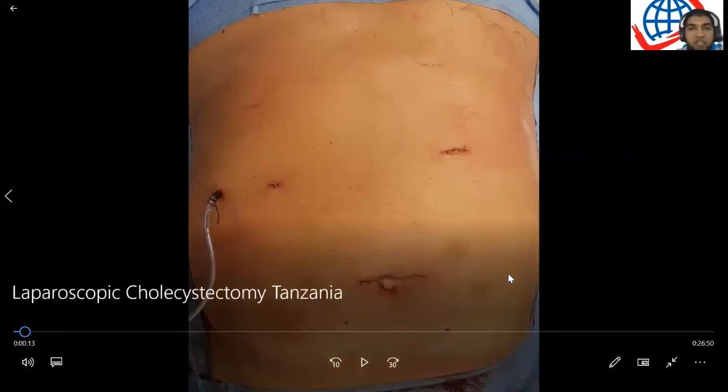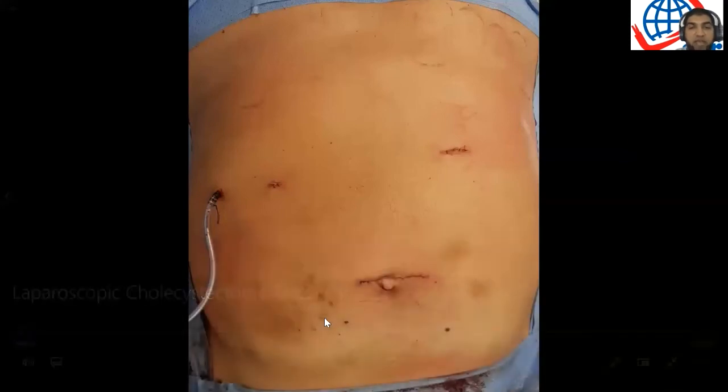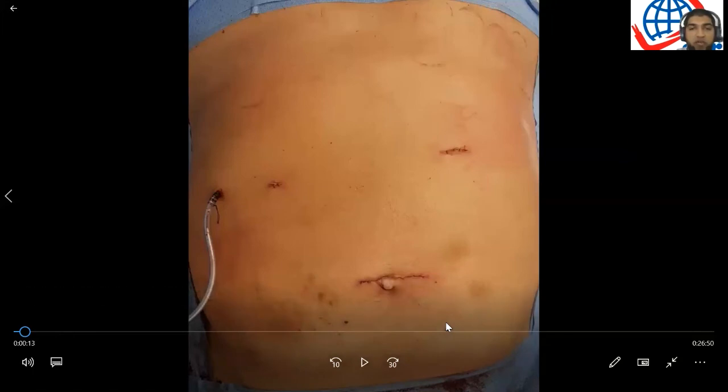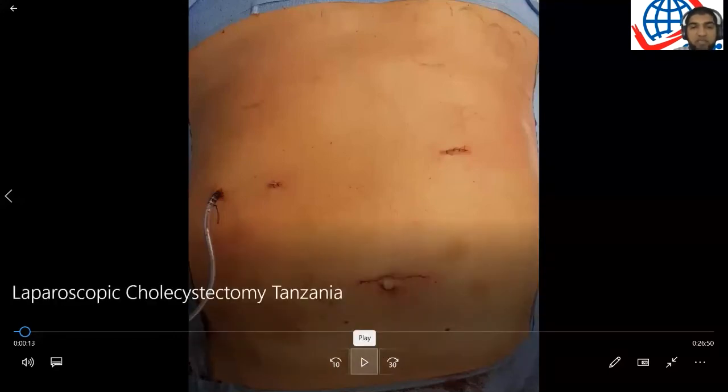This is a type of patient we've been seeing during the COVID era. If you look closely to the right side of the umbilicus, you will notice many scars there from recurrent injection with anticoagulation. And this patient was a recent COVID survivor who came back with problems of cholecystitis.